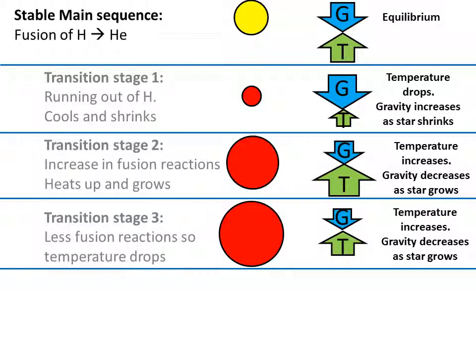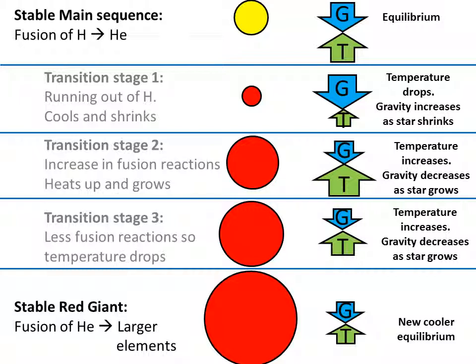Now the temperature is much lower, but because the star is much larger, we finally get equilibrium again, because the radius is now much, much greater, therefore the force of gravity is much less. We get a new equilibrium that's much colder, but the star is much, much bigger. So the gravitational force of attraction on the surface is much lower than it was. Okay, so that's what we get: it shrinks down and then bulges back out to a new, larger, cooler equilibrium.